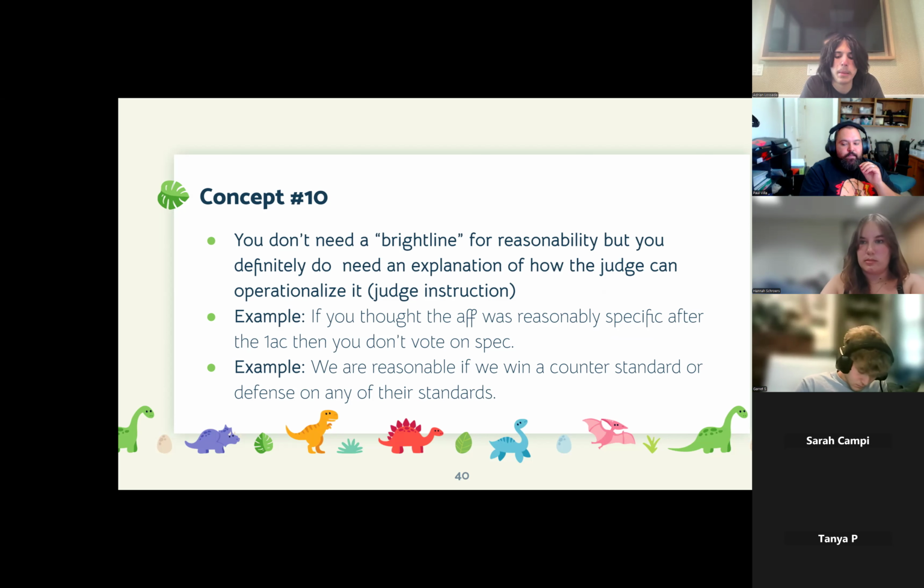I think when it comes to reasonability, it's how to explain this. Let me do the next slide and then I'll come back to this because I don't want to distract from the sort of actual building.